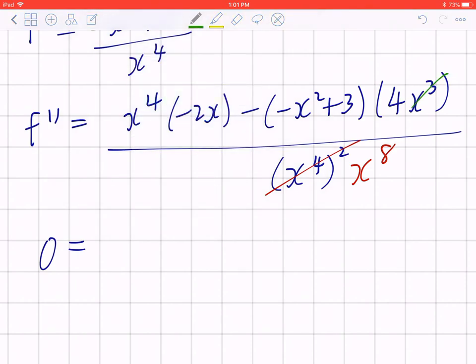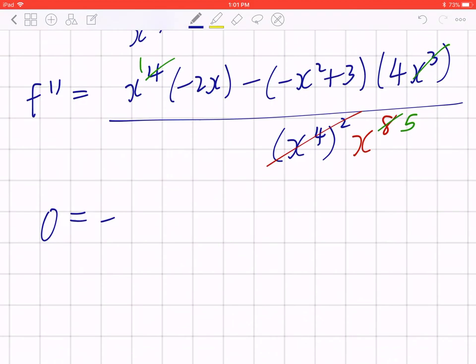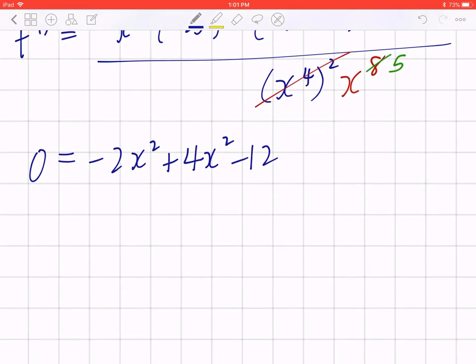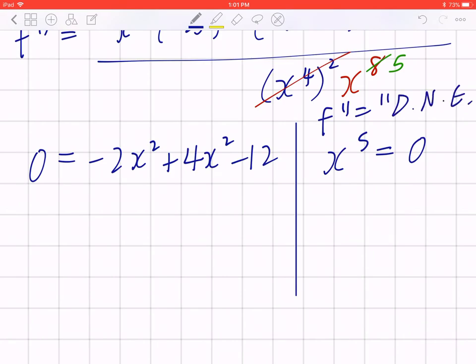There's also a common factor of x cubed from the top and also from the bottom, which means if you only focus on the top, that's going to be negative 2x squared plus 4x squared minus 12. So let's draw the line, divide this into two different columns again. In the second column, again, you could say x to the 5 is 0. This is the same idea as critical points where you want to figure out when, in this case, f double prime does not exist or is undefined.